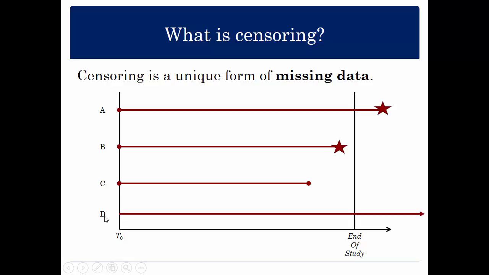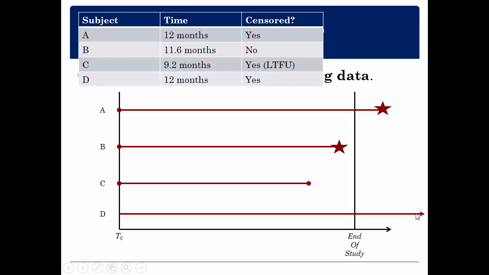And then subject D, of course, goes off the page without having the event. So their data would look identical to the data for subject A, because what we would see during the follow-up window is no event. They would both be censored at the end of the study, even though subject A had the event shortly after, and subject D did not. And this is what the data set would look like for each of the subjects, their time, and then whether or not they were censored.